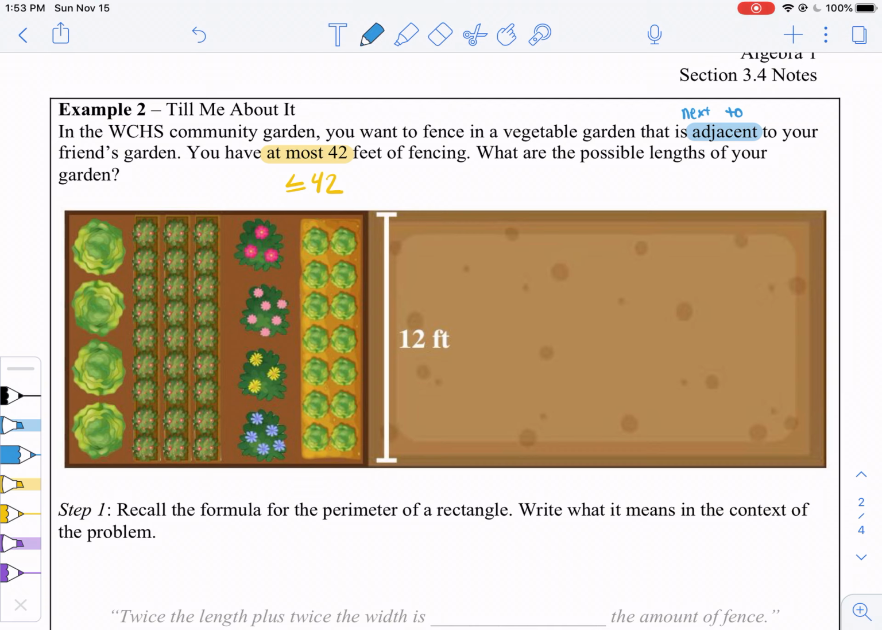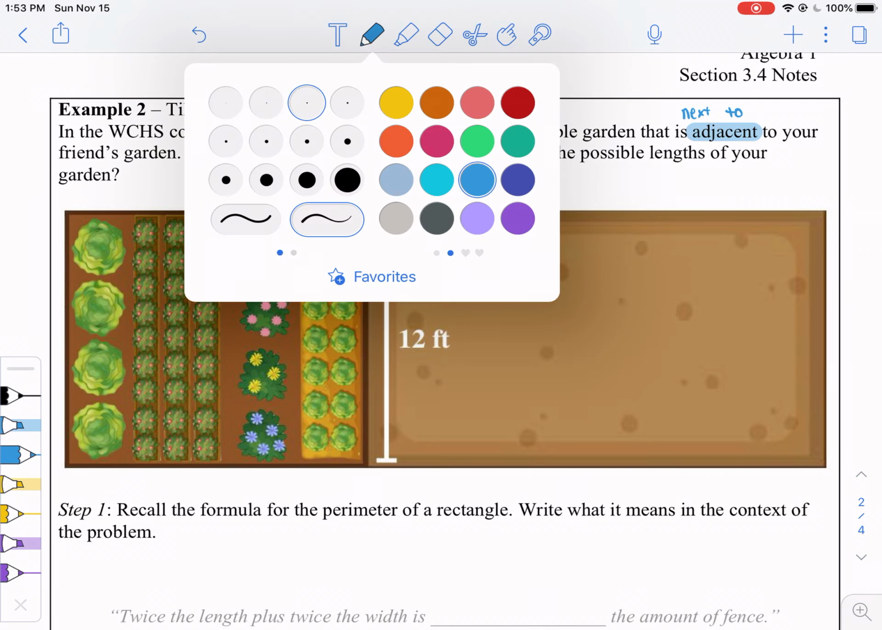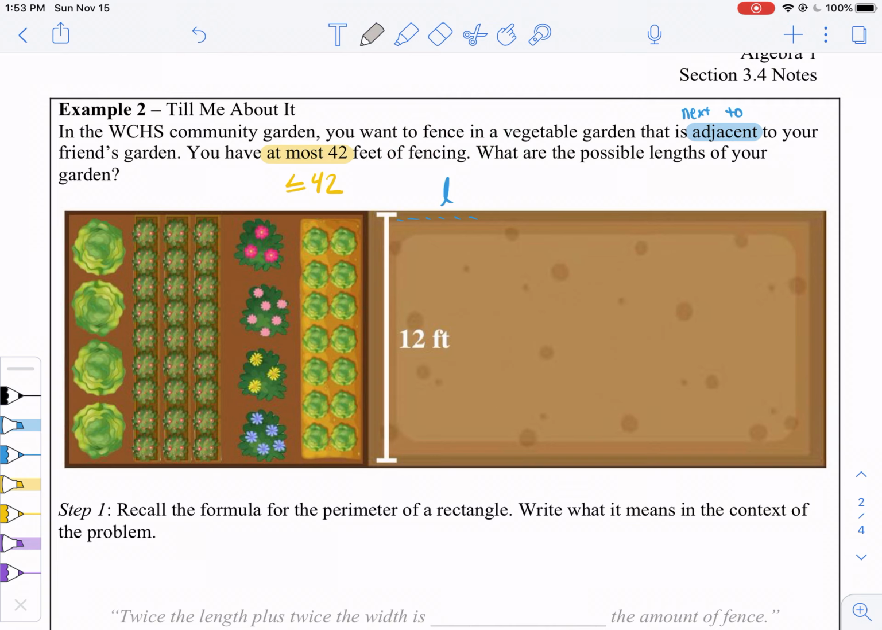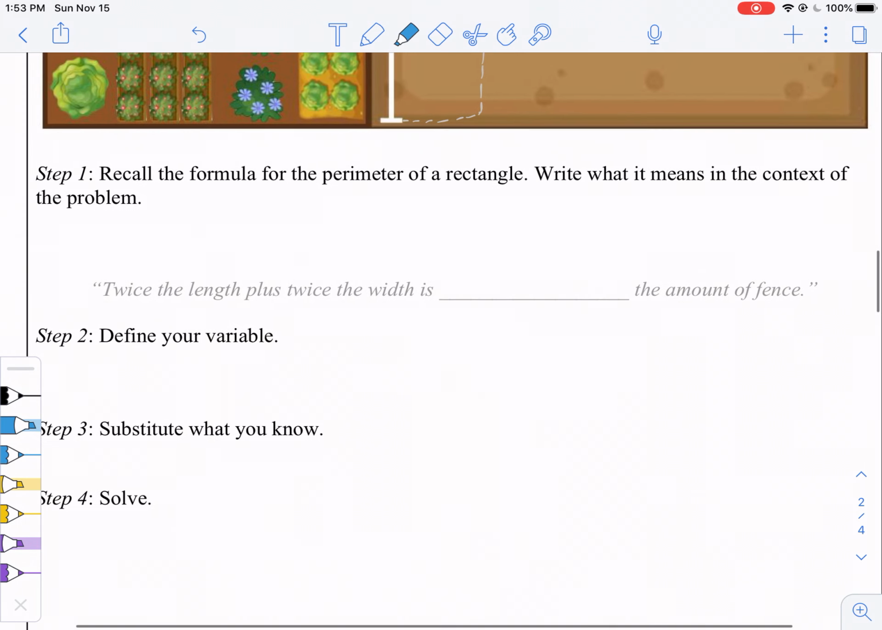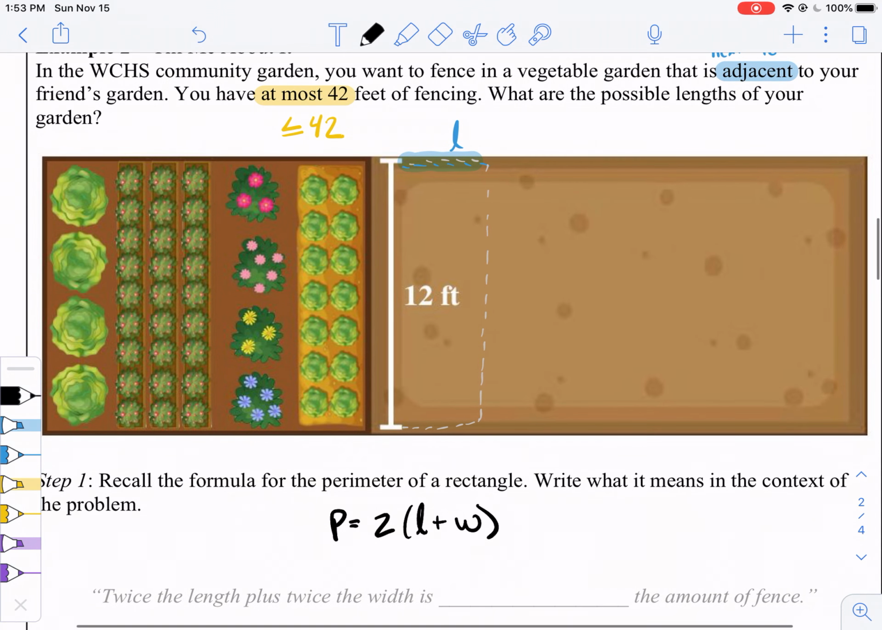Let's make that blue, I guess. We want to find out how long our garden can be. And in making our garden, let's do this in gray. It's going to be a rectangle. So we need to figure out how much fencing to use, and our fence is going to be represented by the perimeter of a rectangle. So perimeter of a rectangle, you remember that P equals twice the length plus the width, because we have two widths here and two lengths here.